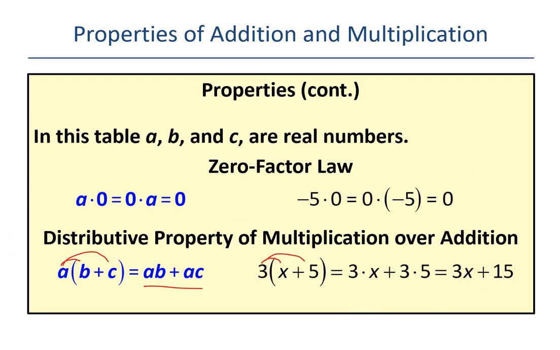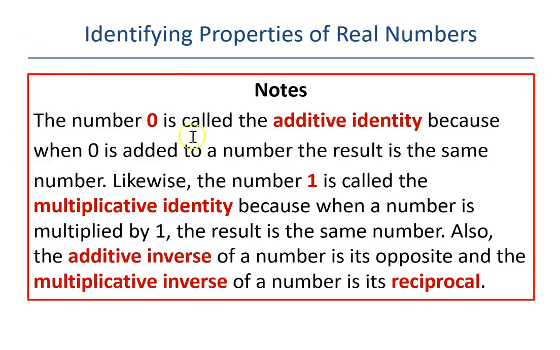We'll do a few little examples here, but like I said, overall on this one we're just going to be jumping back and forth and looking at things, comparing them to the table. Let's see here, just real quick. The number 0 is called the additive identity because when 0 is added to a number, the result is the same. Same as what I just explained.